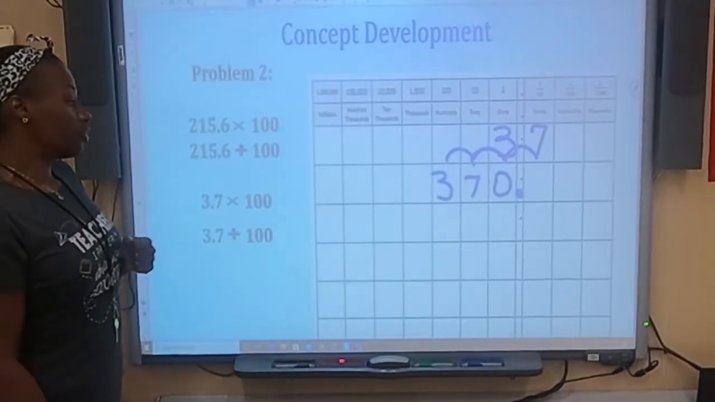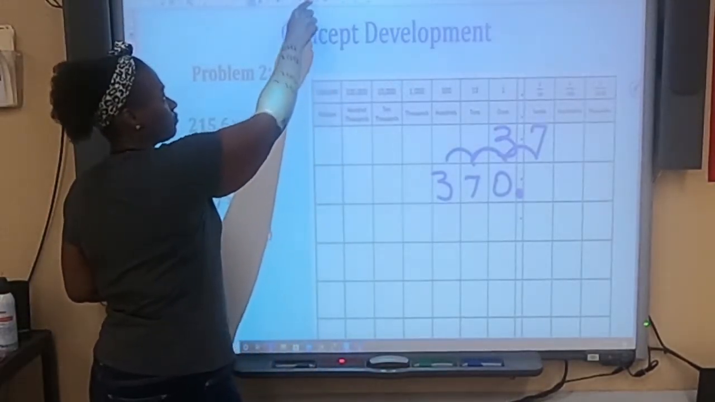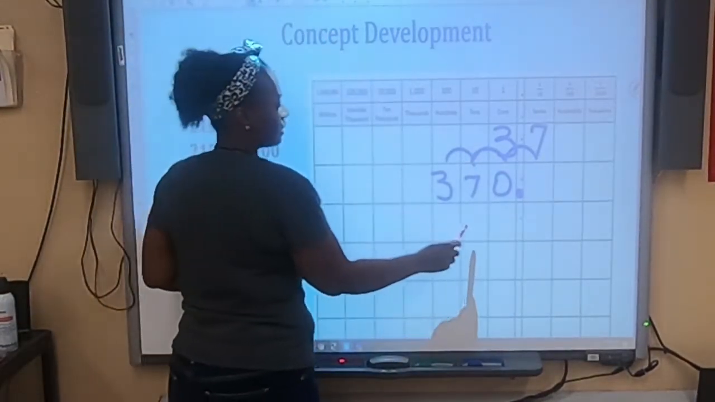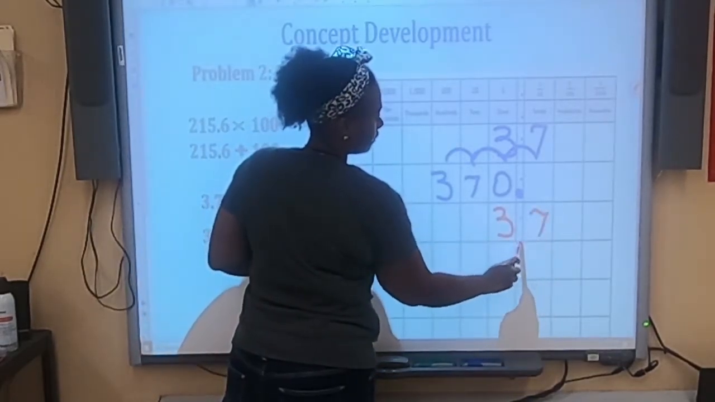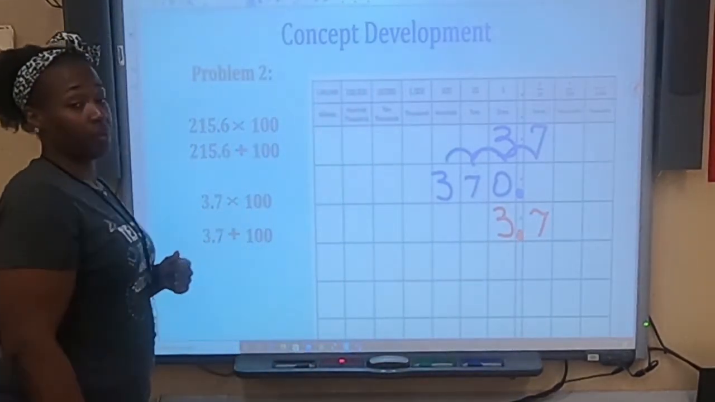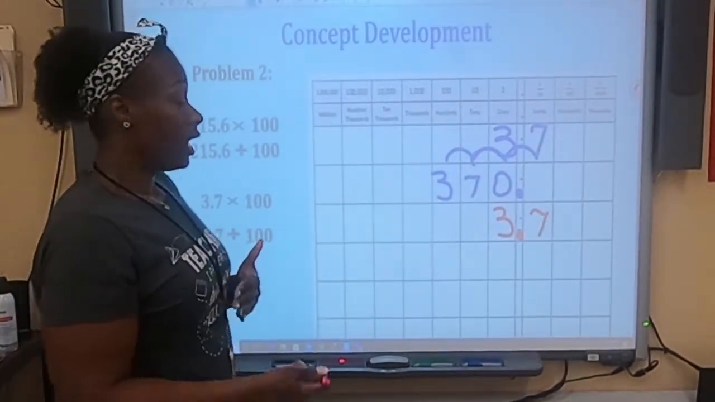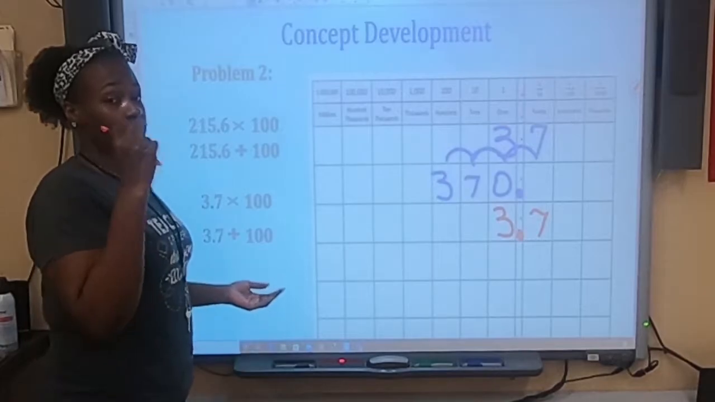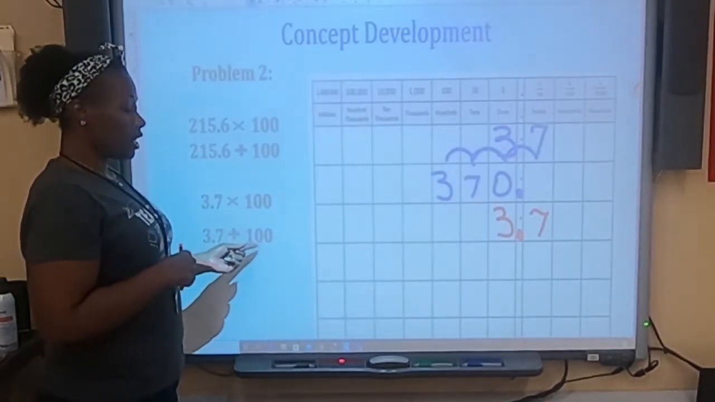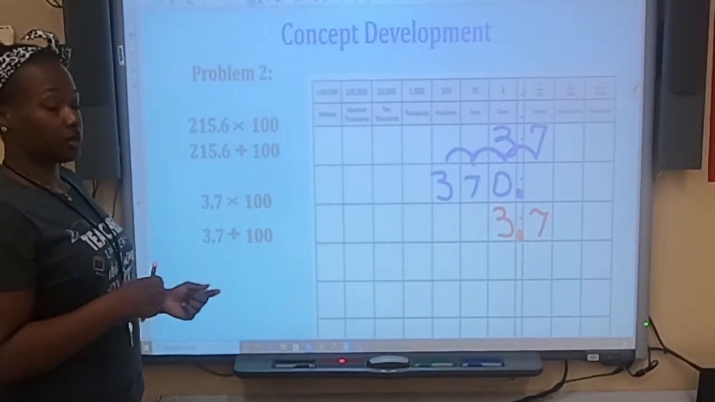Okay. So let's use that same number again. 3 and 7/10. And this time we're going to divide it by 100. Well, we know with division we are shifting to the right to get smaller. And we know when we use 100, we are shifting 2 times. So divide by 100 tells me to shift 2 times to the right.